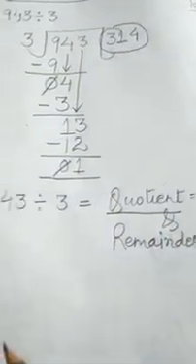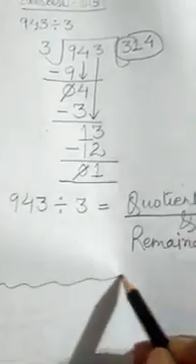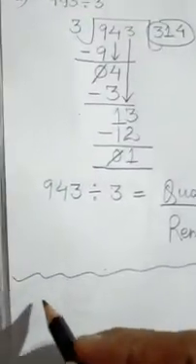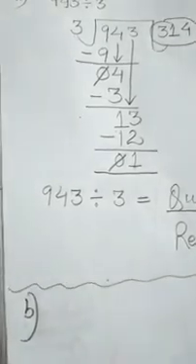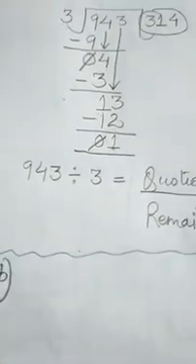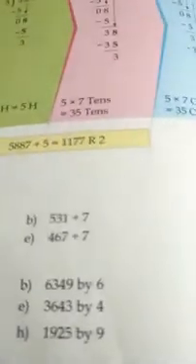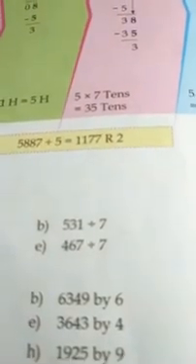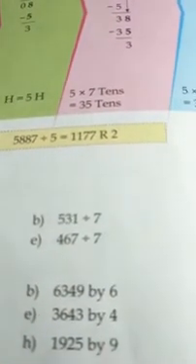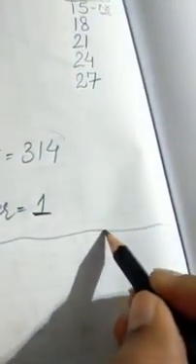Yes, now I will tell you B part, how to solve. Yes friends, when you will do the practice of these sums, you can know these sums very easily. Yes, now what is the B part? The statement is 531 divided by 7. Yes, now here in the rough work we will write the table of 7.